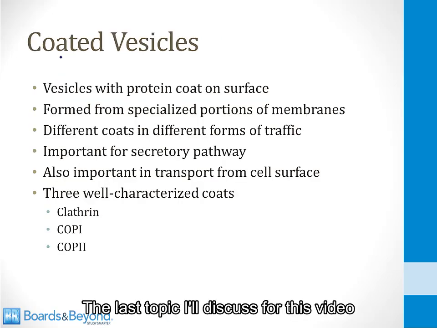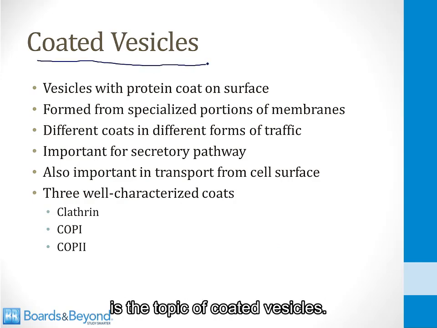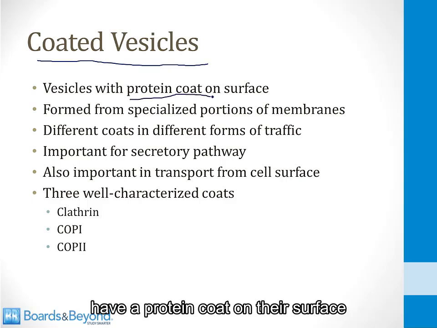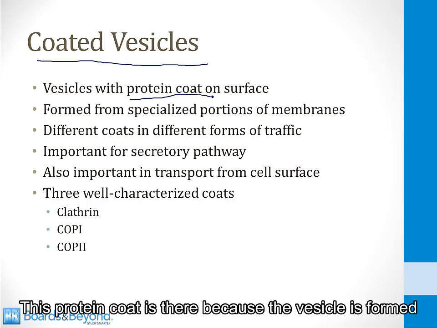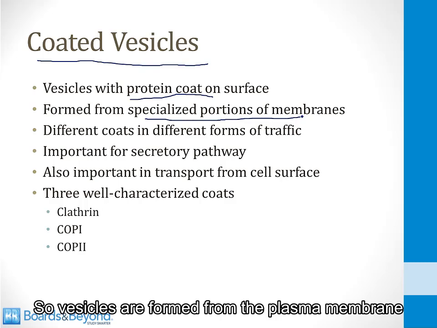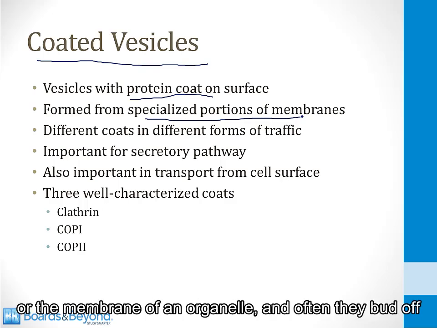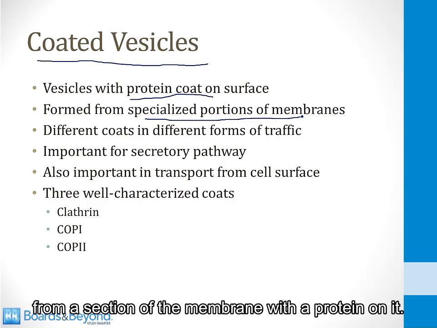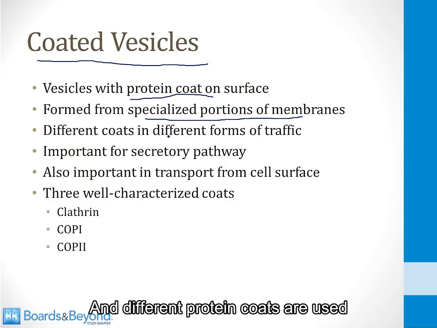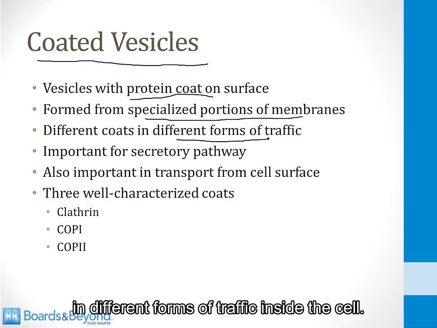The last topic I'll discuss for this video is the topic of coated vesicles. So many of the vesicles moving around inside the cell have a protein coat on their surface that is important for their function. This protein coat is there because the vesicle is formed from specialized portions of membranes. So vesicles are formed from the plasma membrane or the membrane of an organelle, and often they bud off from a section of the membrane with a protein on it, and this will lead to a vesicle that is coated with a protein.